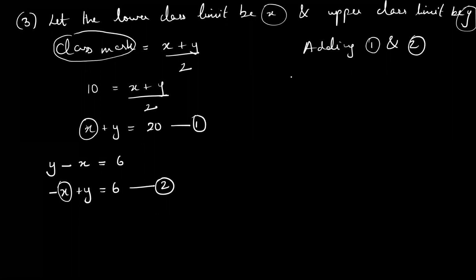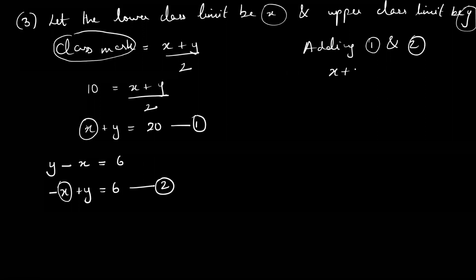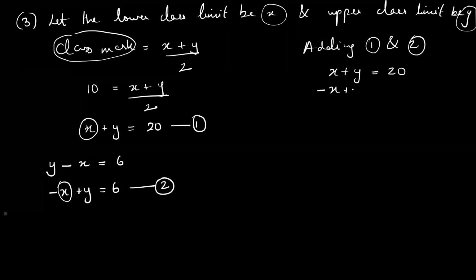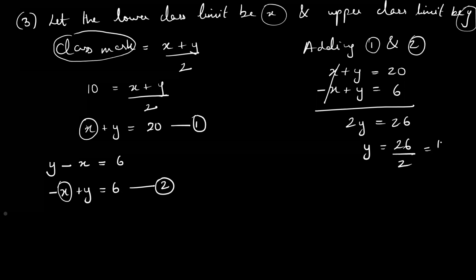So if I add the two equations, x plus y is equal to 20 and minus x plus y is equal to 6. So 2y is equal to 26. Okay, this will get cancelled. y plus y is 2y is equal to 26. So y is equal to 13. 26 upon 2, which is 13.